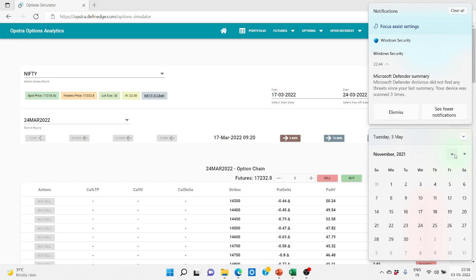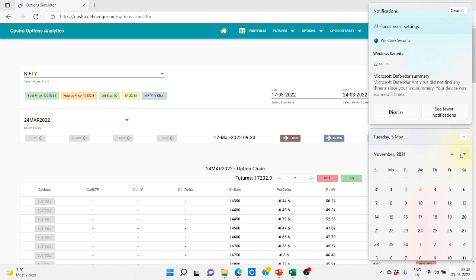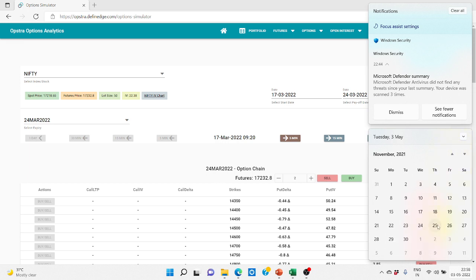Let me see some other month where there are only 4. Okay, yeah, November. Say you are going to do it for the November month, the November expiry is on 25th. For this we are going to enter on October 15th, which is 6 weeks: 1, 2, 3, 4, 5, 6. So 6 weeks before expiry, on Friday the 15th, we are going to enter.